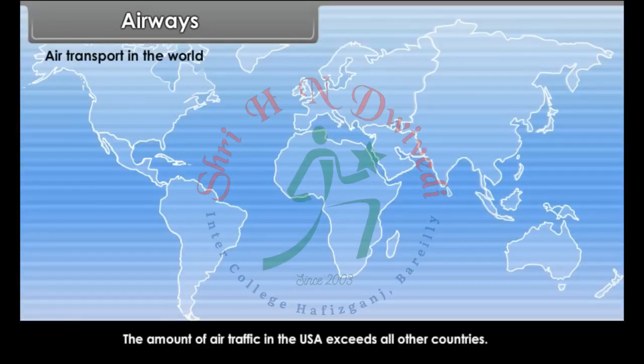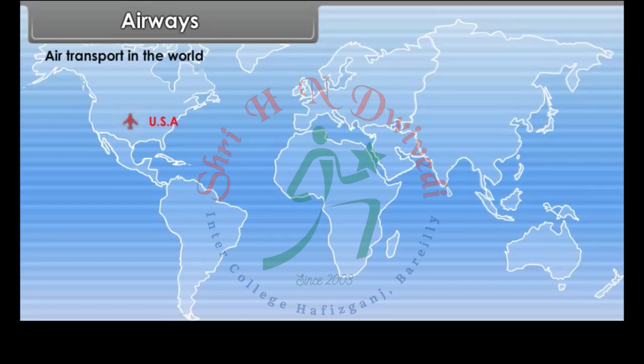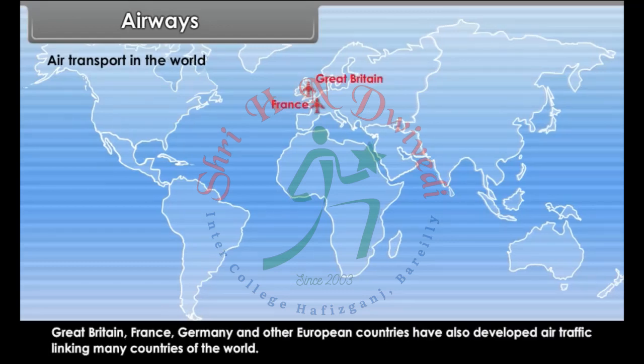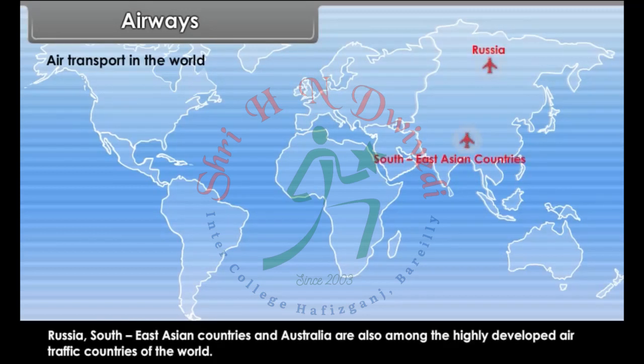The amount of air traffic in the USA exceeds all other countries. There are more than 7,000 civil airports in the USA. Great Britain, France, Germany and other European countries have also developed air traffic linking many countries of the world. Russia, Southeast Asian countries and Australia are also among the highly developed air traffic countries of the world.